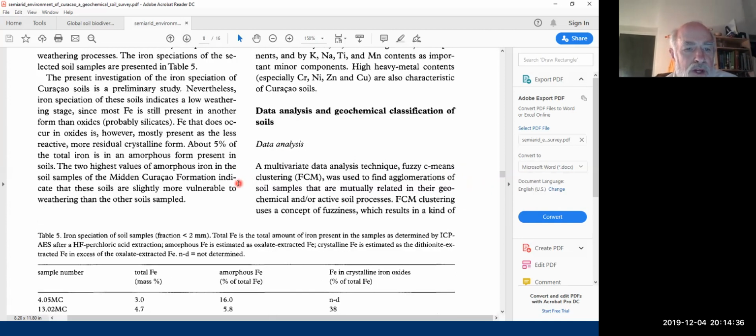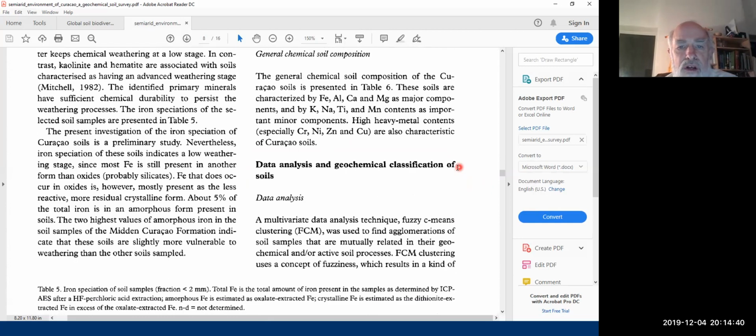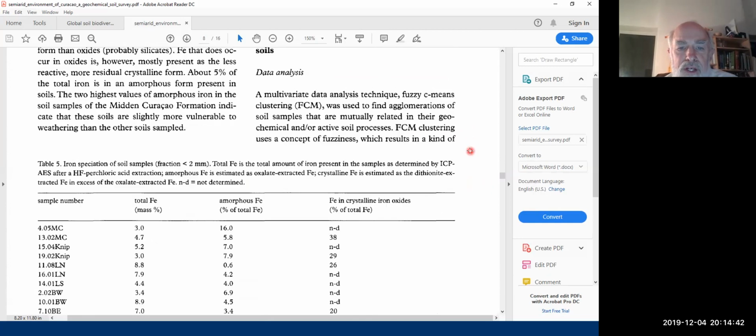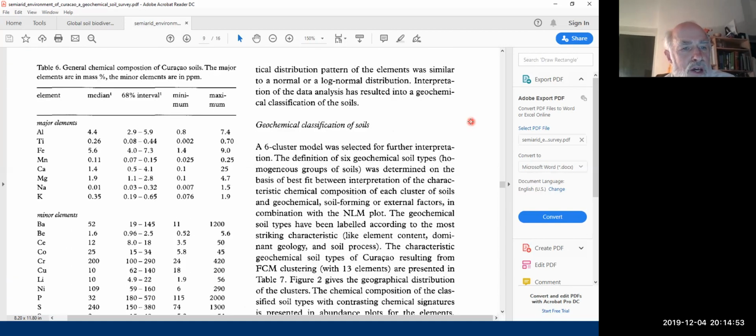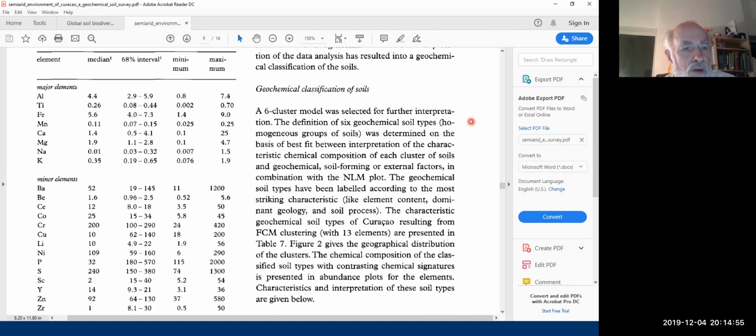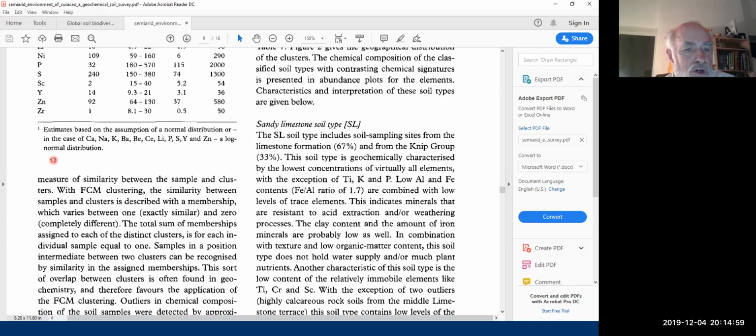Then they mentioned something about what kinds of iron is there, and then table 6, and then they do this fuzzy C-means clustering data analysis. I have no idea what that means. They try to explain it a little bit, and then they give you the general composition of soils with the kinds of elements and so on.